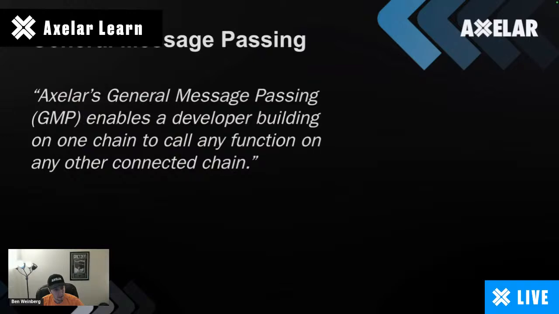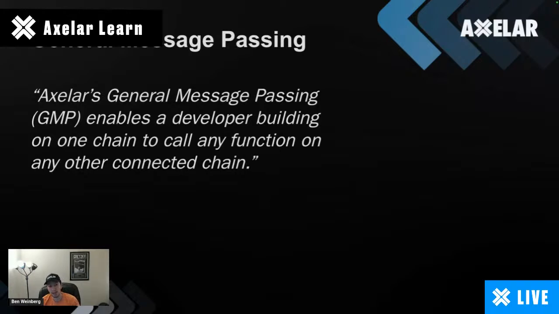So for anyone who has not heard of Axelar GMP before, it stands for General Message Passing. And at its simplest form, Axelar's general message passing enables a developer building on one chain to call any function on any other connected chain. And this is really powerful. It basically takes interoperability between two blockchains to the next level. It's a lot more now than just sending a wrapped asset from one chain to the other. It's actually sending data or sending function signatures and having true composability between different blockchains.